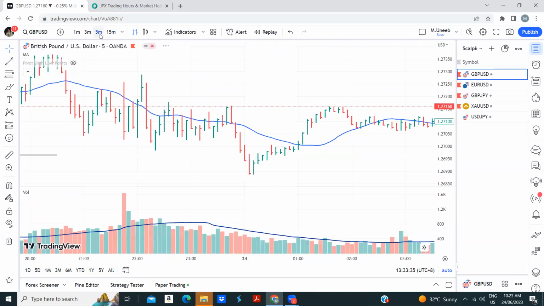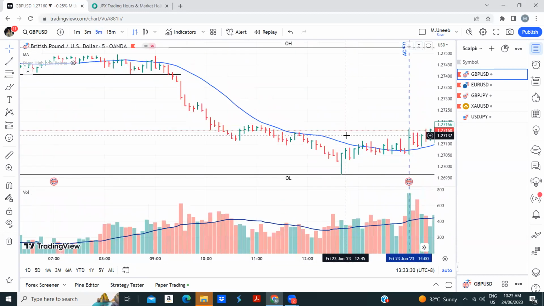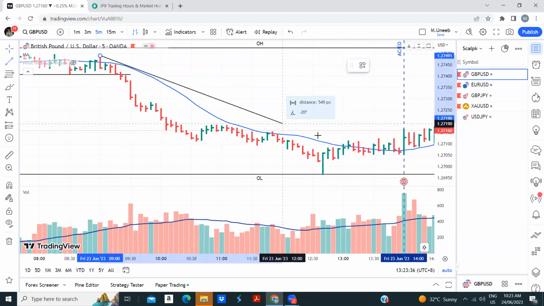So go to the 5-minute time frame now, very quickly. Okay. And now what do we see here? The price is just going down and down and down. If you can draw the channel here, you draw the channel.